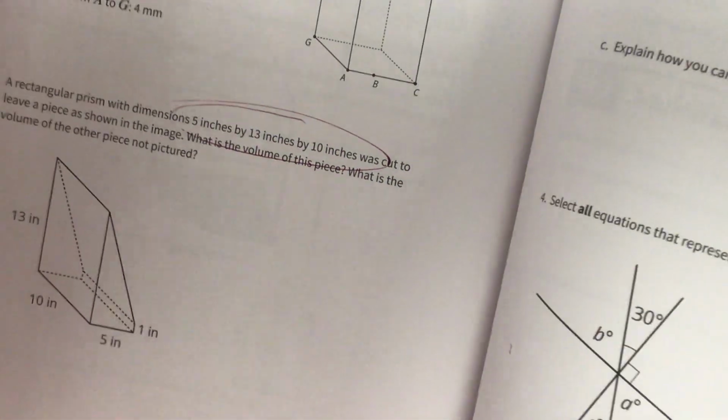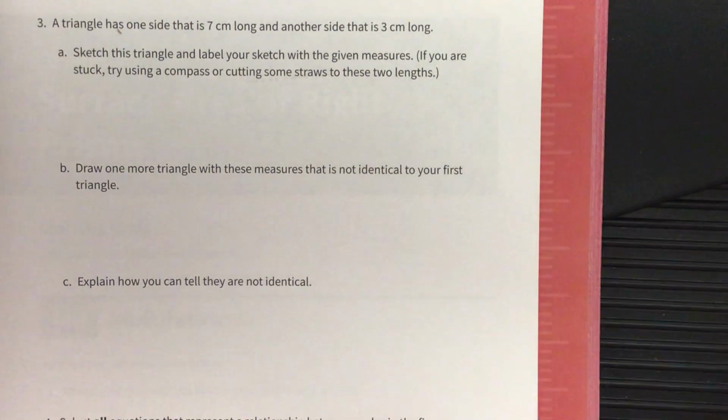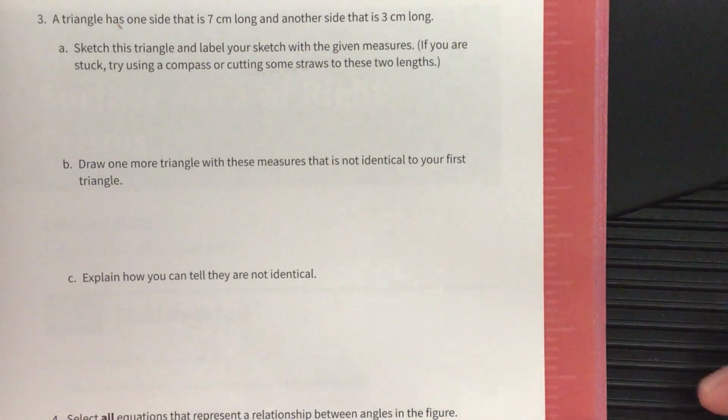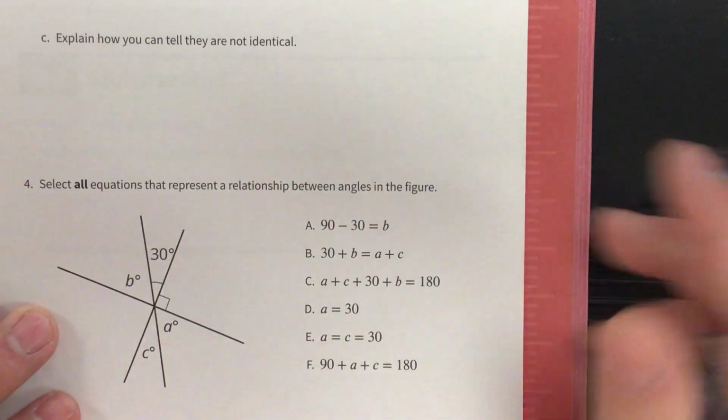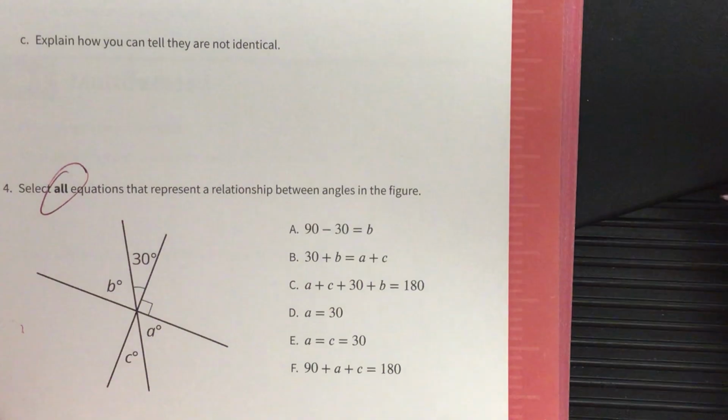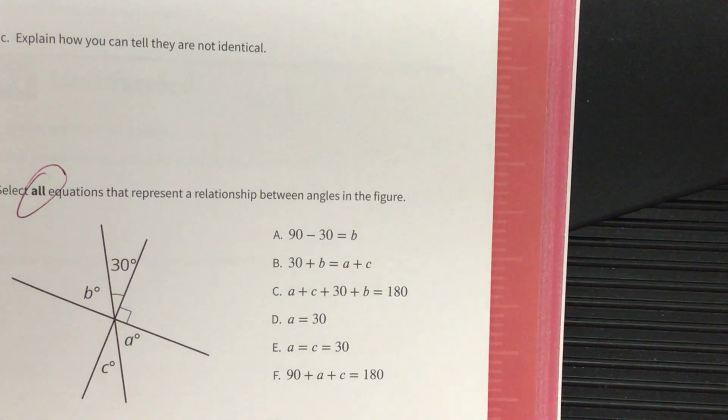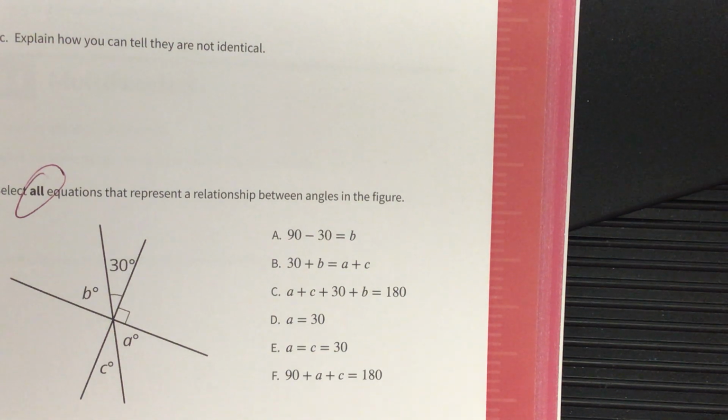Question 3. You're sketching a triangle here. I think you can follow those directions. I think you can handle it. Make sure you explain. Question 4, circle the word all. All that apply.